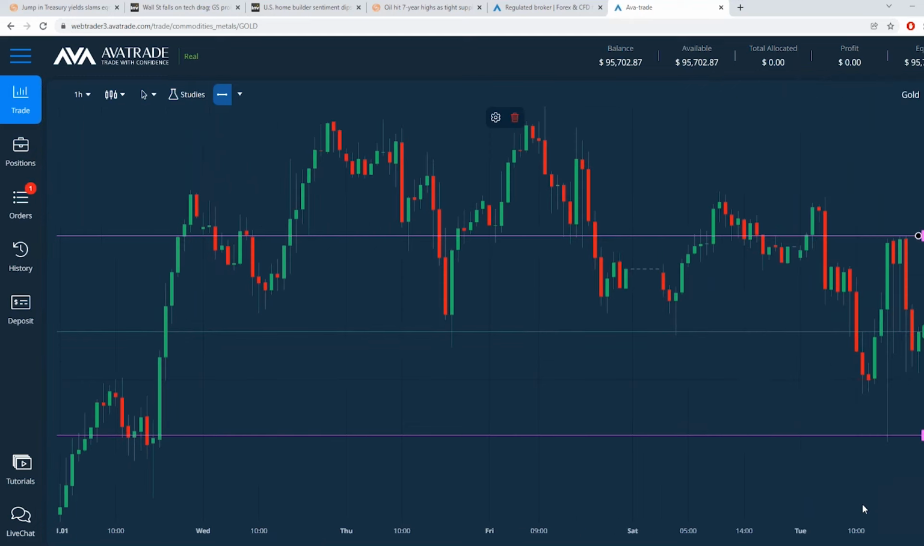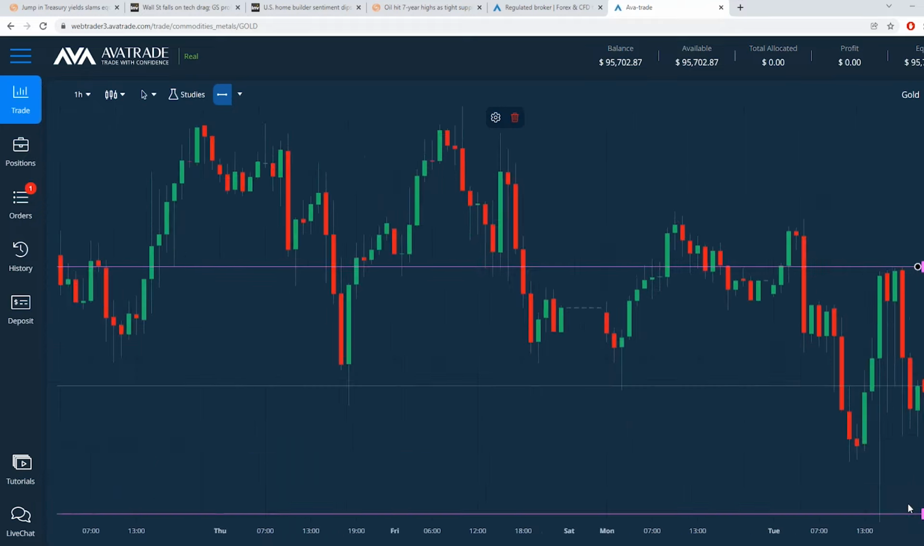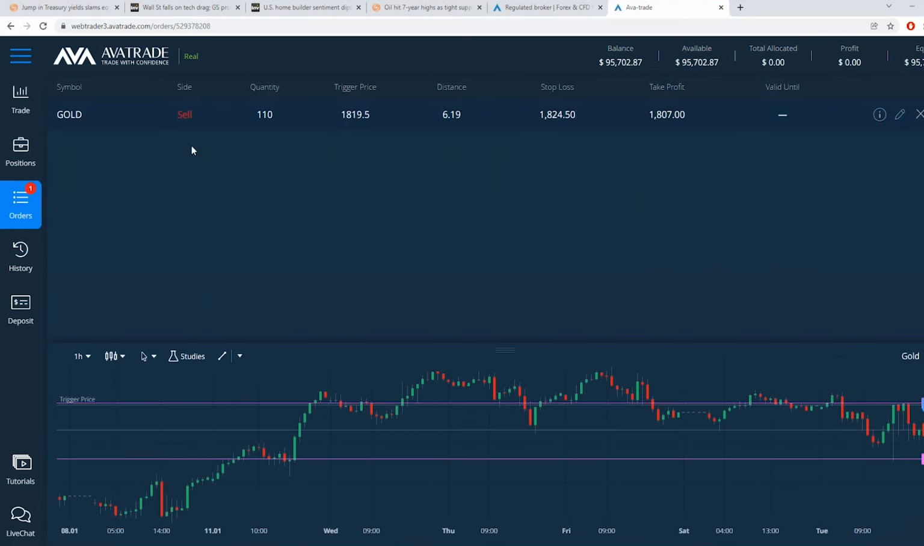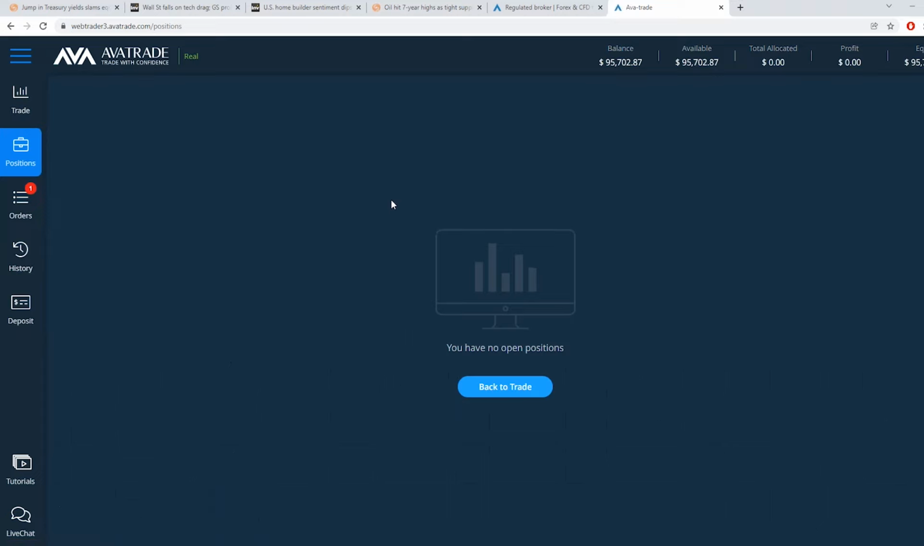Okay, that's why it's always good to review before you place your trade, and the order window makes you have to press sell a second time down there to confirm. So everything worked out nice. We've got our pending order over here under orders, just waiting for the price that we prefer.